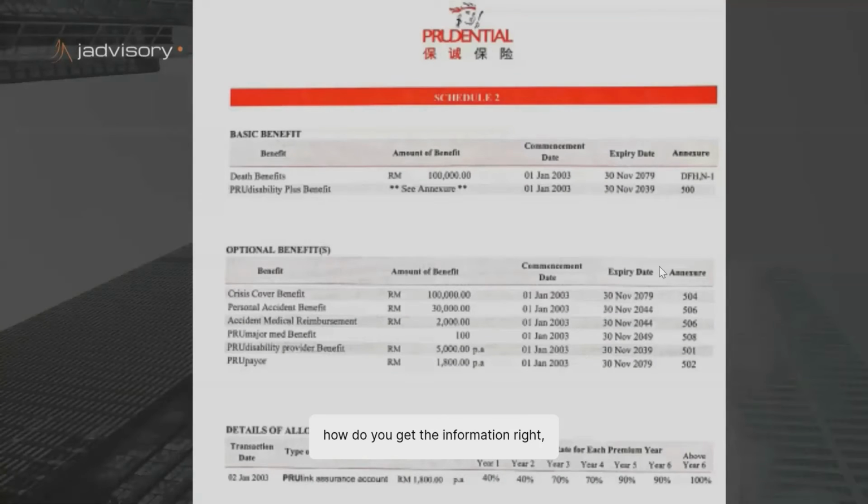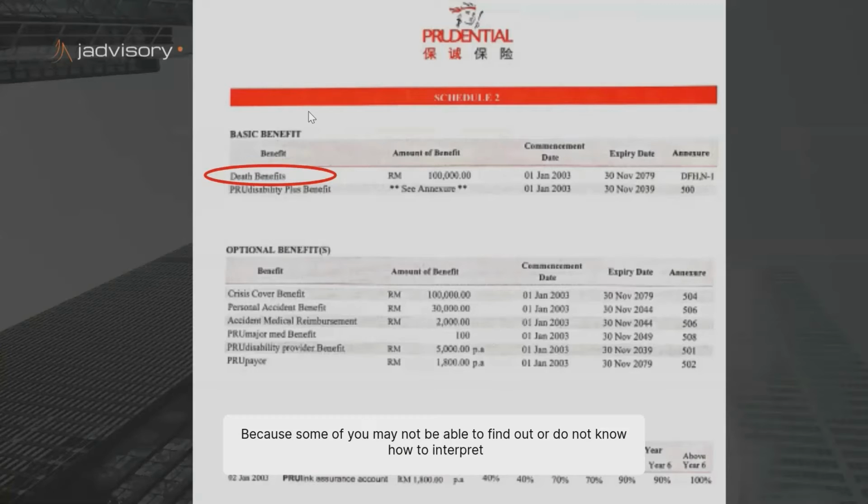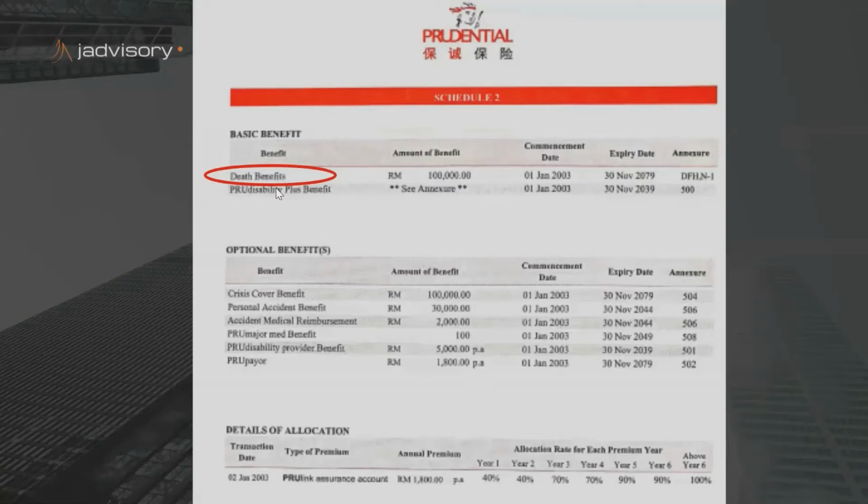How do you get the information, right? In case many of you do not know, I'm going to go through with you now. So if you can, maybe you want to take out your policy schedule, right? Because some of you may not be able to find out or do not know how to interpret, because different insurance companies will use different terms to mean the same thing.